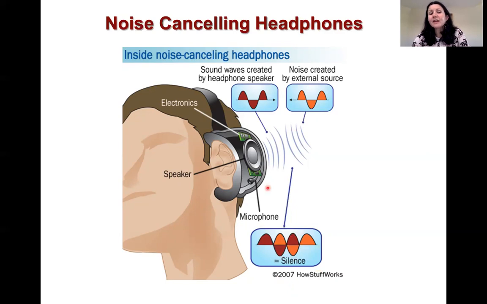So these work really well for continuous background noise that the headphones are able to detect and create that opposite signal. If there's some sudden loud noise, like you're walking down the street and there's a horn, they're not as good at handling that. But for noise on an airplane or something like this, they work pretty well.